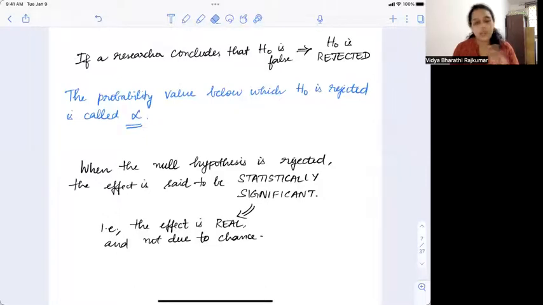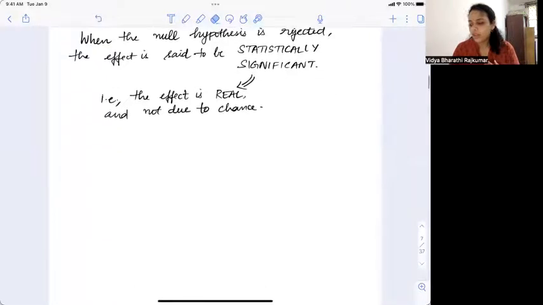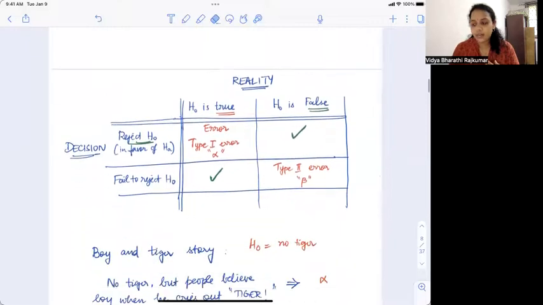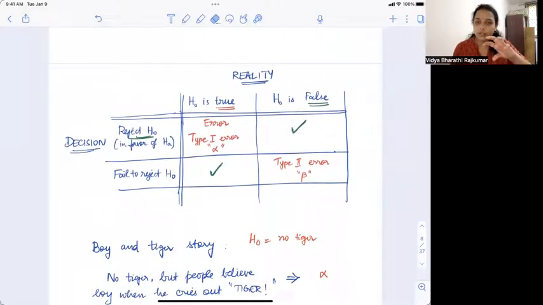Now, there are a couple more things that I want you to learn. Essentially, we are trying to make decisions about the population based on our sample. We don't know the reality, which is the population. Ideally, whenever our decision from the sample matches the reality, it is the correct thing to do. So for instance, whenever the null is truly false and our sample guides us to reject the null hypothesis, we're doing the right thing.